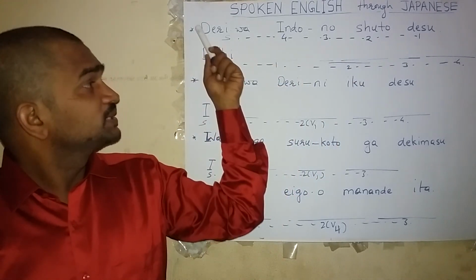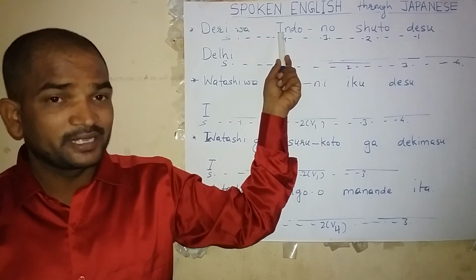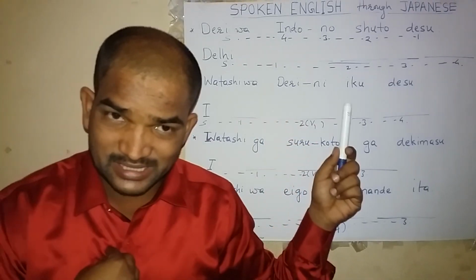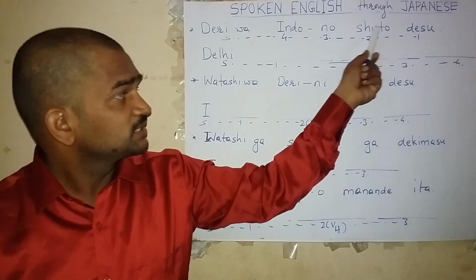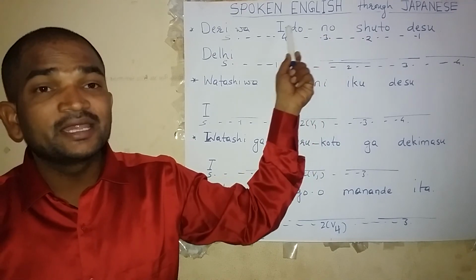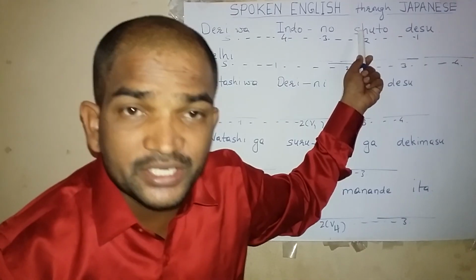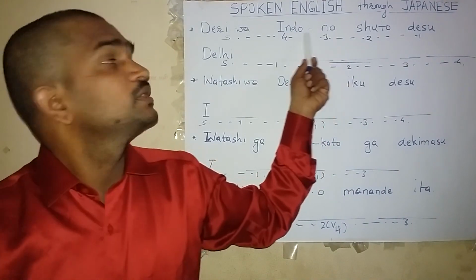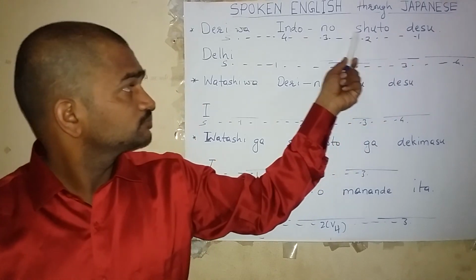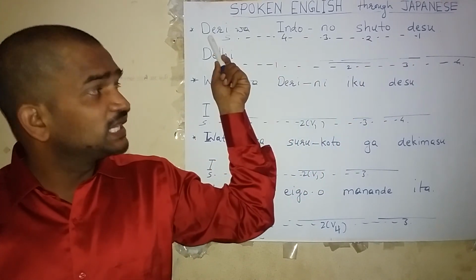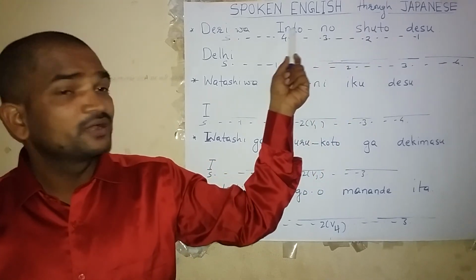Say after me. Delhi is the capital of India. You say first, I will say, after that you should say. Look here, such as Delhi is the capital of India. Okay, say. Delhi is the capital of India.